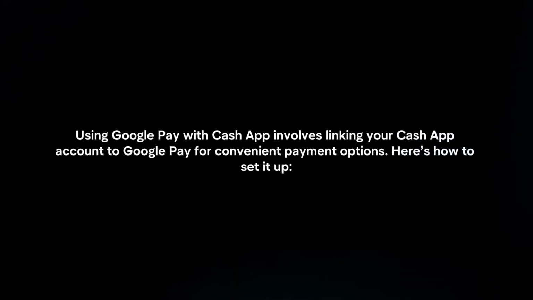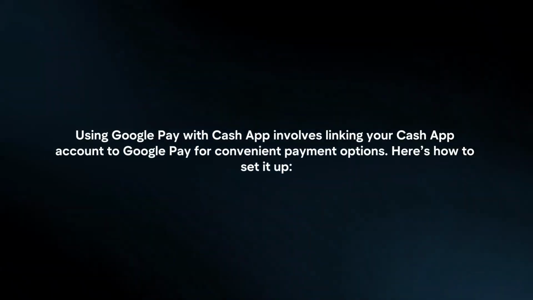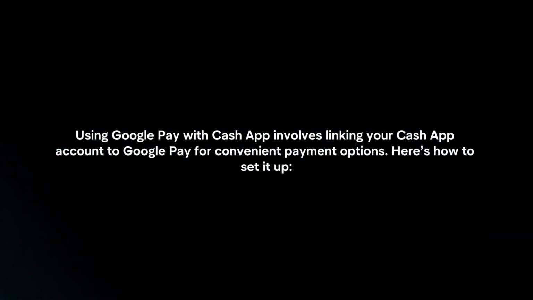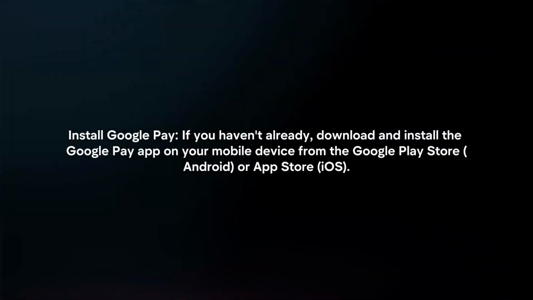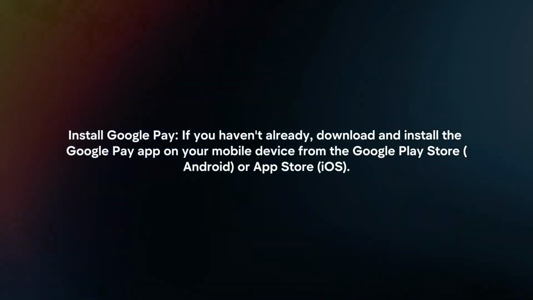Using Google Pay with Cash App involves linking your Cash App account to Google Pay for convenient payment options. Here's how to set it up. Install Google Pay. If you haven't already, download and install the Google Pay app on your mobile device from the Google Play Store or App Store.